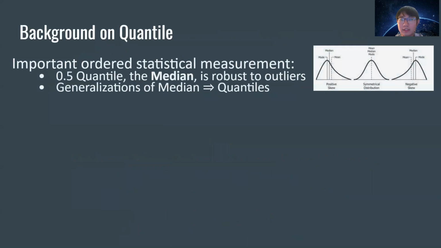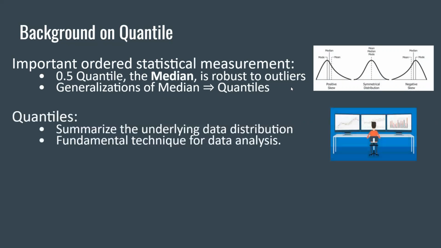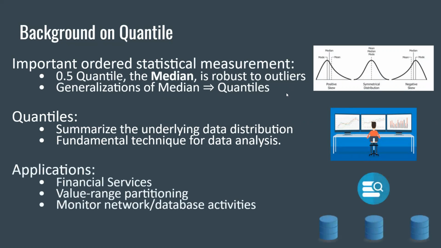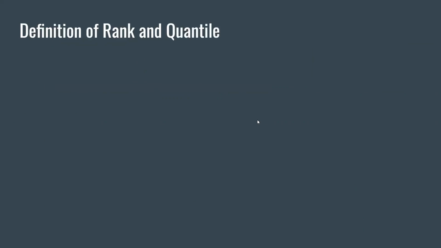Quantile is an important statistical measurement. The 0.5 quantile, also known as the median, is very robust. The generalization of median leads to different quantiles. Quantile is a fundamental technique for data analysis, and it is often used to summarize data distributions. Some of the applications include financial services, value range database partitioning, and monitoring network and database activities.